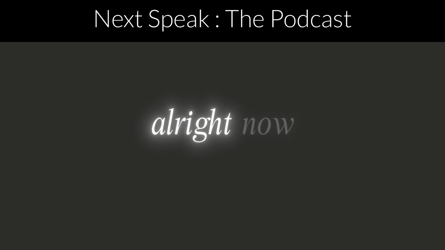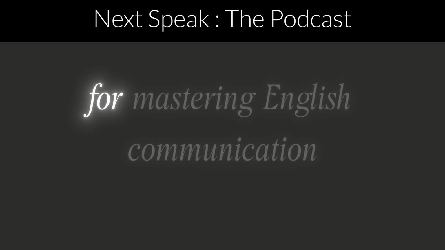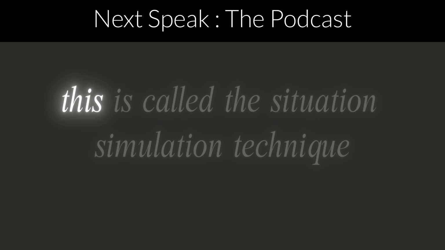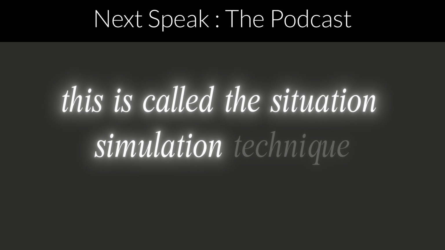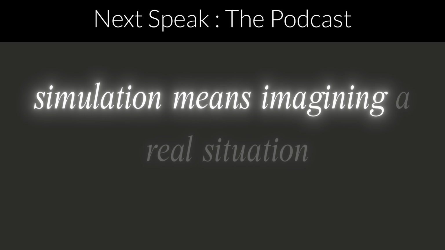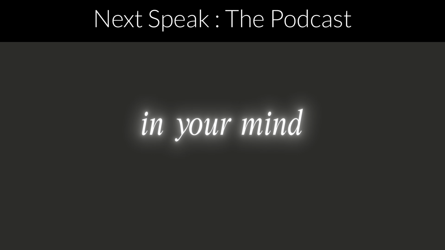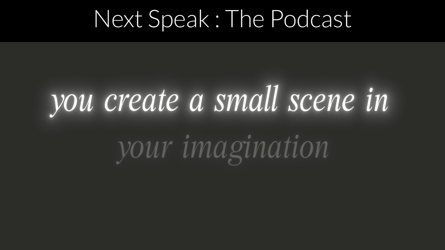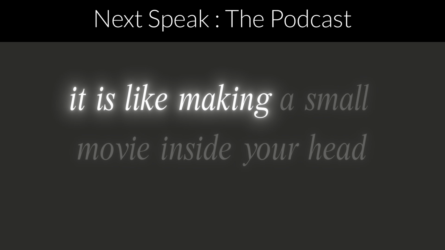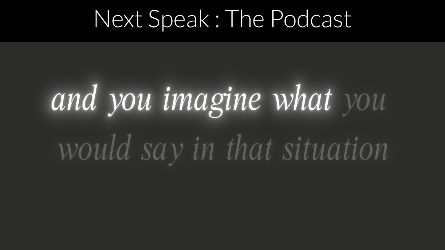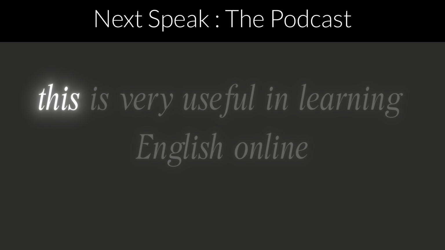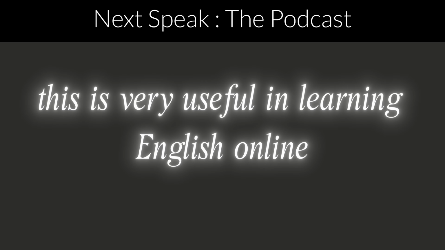All right. Now we move on to the second technique for mastering English communication. This is called the situation simulation technique. Simulation means imagining a real situation in your mind. You create a small scene in your imagination. It is like making a small movie inside your head. In this movie, you imagine a place, you imagine people, and you imagine what you would say in that situation. This is very useful in learning English online.